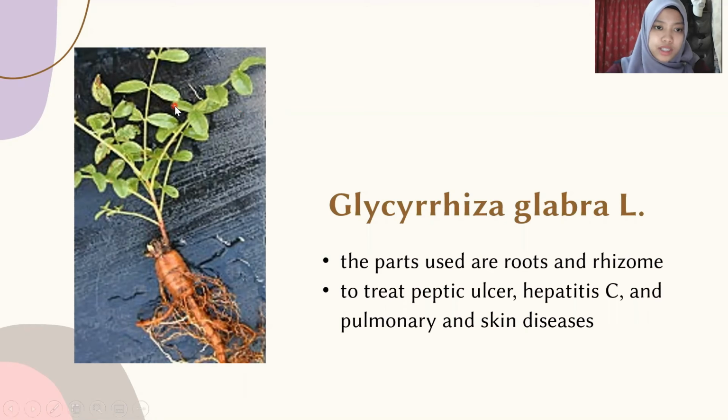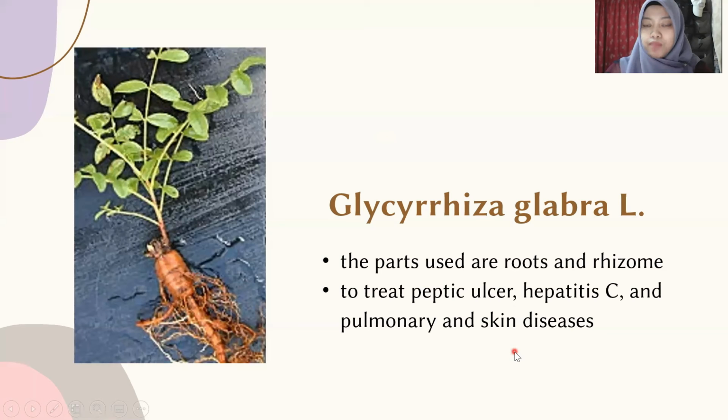As you can see here, this is the picture for the G. glabra. G. glabra, also known as licorice, and the part used in G. glabra is the roots. This one is the roots and the rhizome parts, which these two are always utilized as folk medicine. Licorice root is a traditional medicine used mainly for the treatment of peptic ulcer, hepatitis C, and pulmonary and skin diseases.